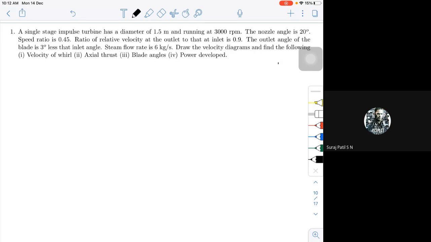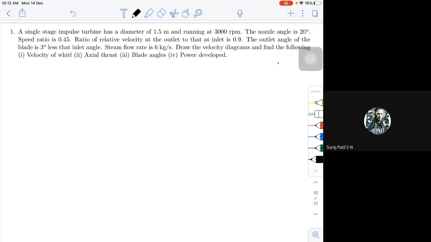The ratio of relative velocity at the outlet to the value at the inlet is 0.9. Okay, that is your friction factor. Relative velocities, VR2 by VR1, is taken as 0.9. The outlet angle of the blade is 3 degree less than the inlet angle.